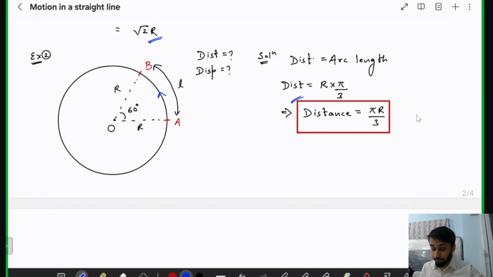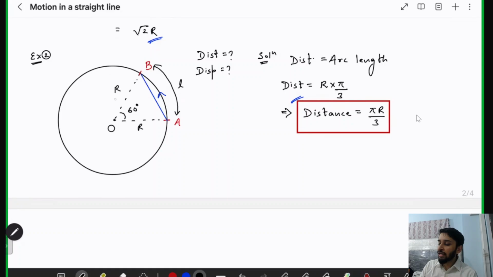Now let's come to displacement. Let us see how to find displacement here. Displacement is the shortest distance between initial and final position. So if I draw a line connecting A and B, then the length of this line will become displacement. So how to find the length of this line? Suppose this is R and R.